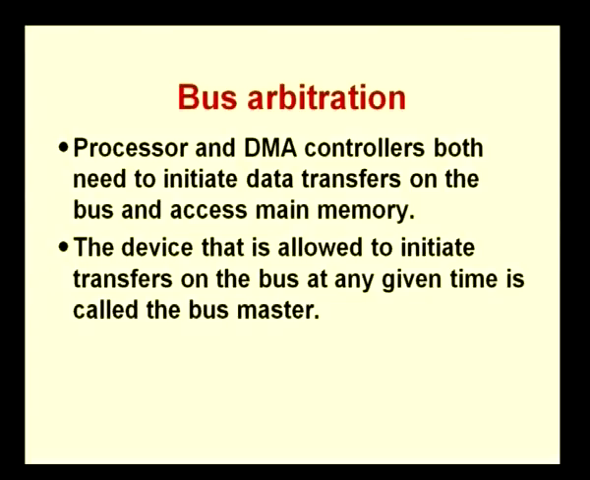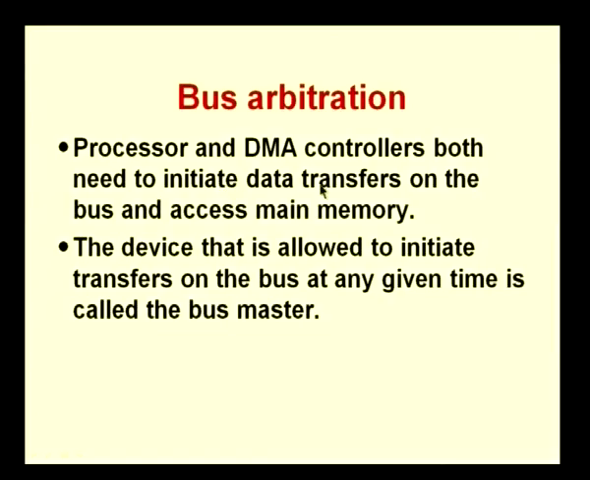Now, when you say that the control of the bus is given to the DMA controller, it means that we need to have a mechanism to determine who will have the bus at any given point of time. So, that brings us to another topic which is called bus arbitration. What we mean by arbitration is that the term is normally used when there are two parties looking for a particular resource, and you want to have an arbiter or an arbitration mechanism which determines who will get access to that particular resource.